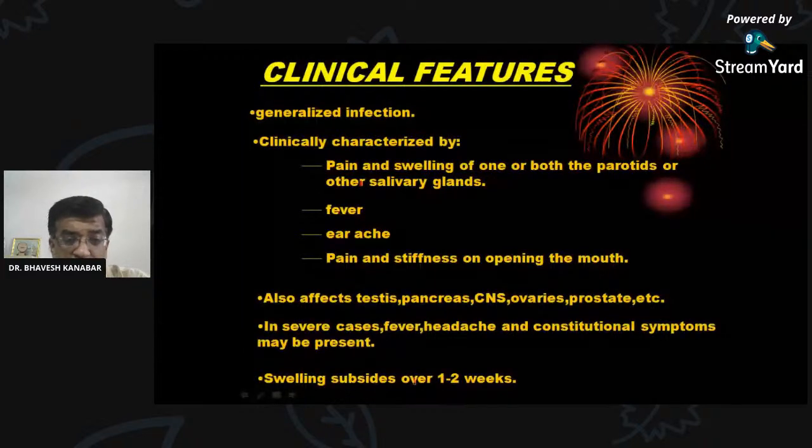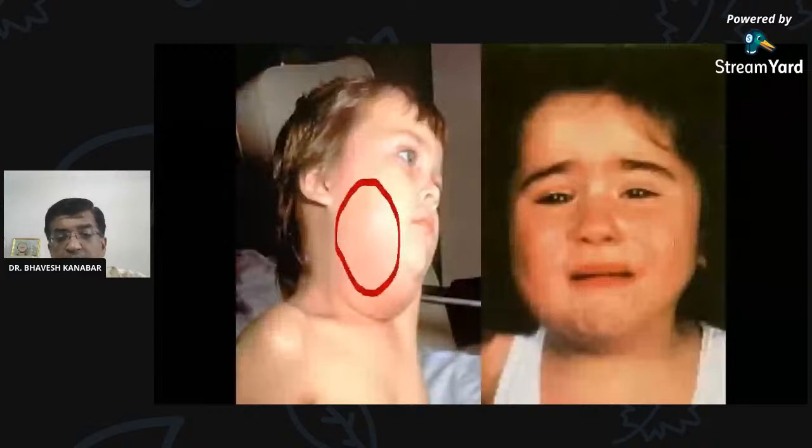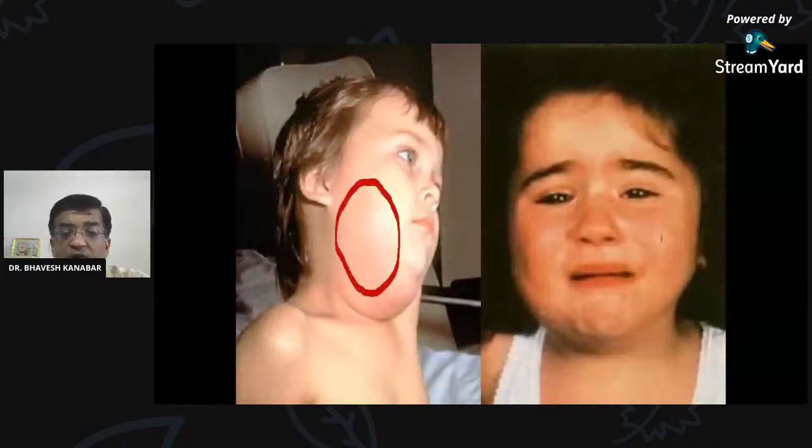Again, you can see the photographs of mumps. You can see swelling over the face region, over the cheek region. You can see both sides swelling over the cheek region. The child is crying out of the swelling, and this is a typical feature of mumps.